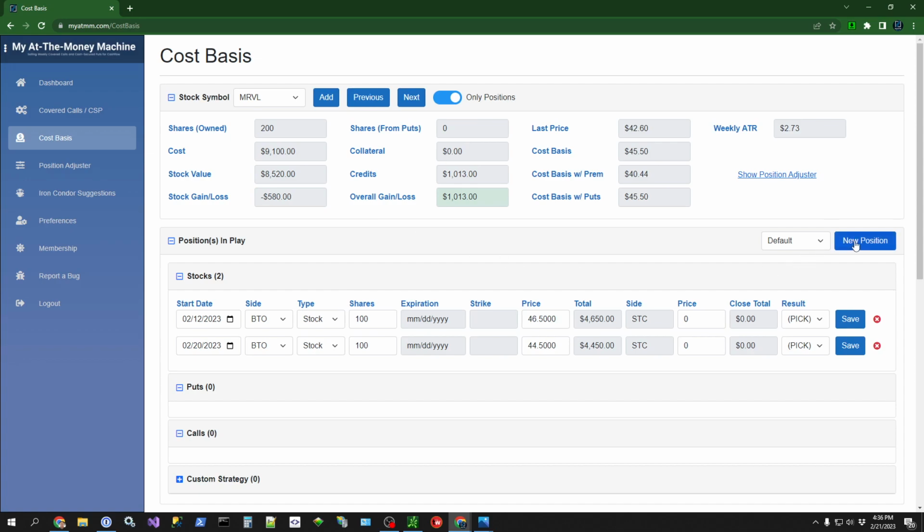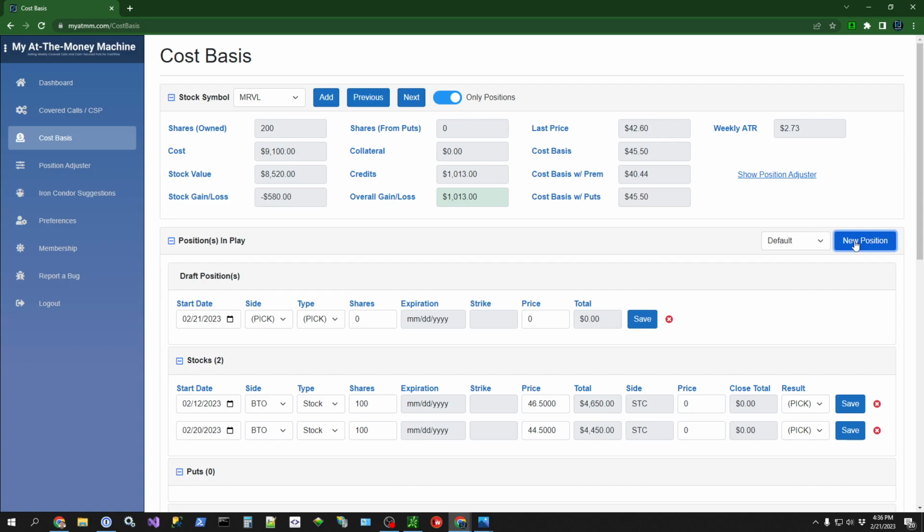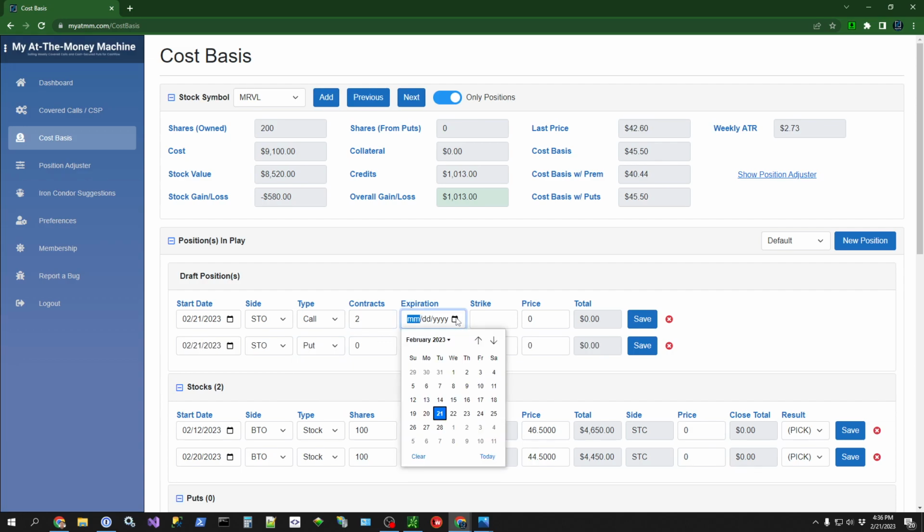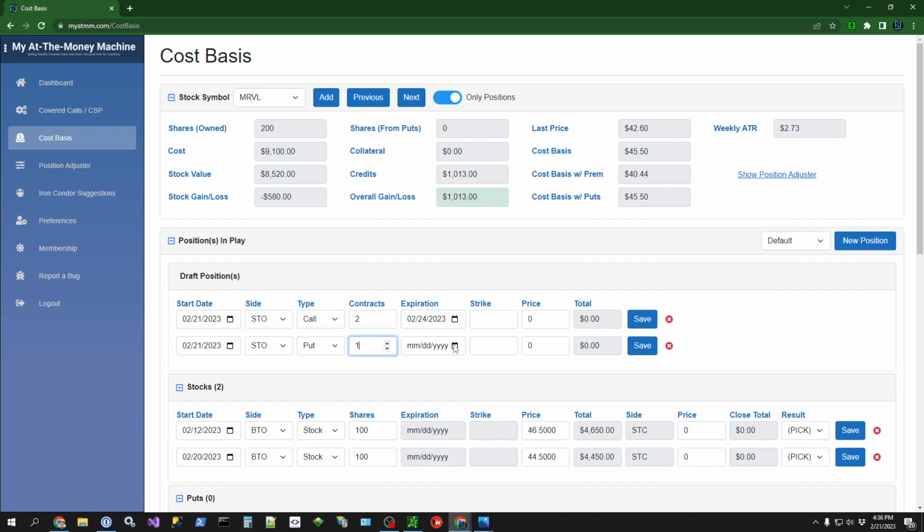All right, so we have two positions to enter. Let's go ahead and put those both on the board. We're sold to open on both of them. One's a call, one's a put. We did two contracts on the covered call. It expires this Friday, which is the 24th. And we did one contract on the put, and it expires also the 24th. The strike price on the covered calls was $45.50, and the price we got for those was 27 cents per share, $54. The strike price on the put was 44.